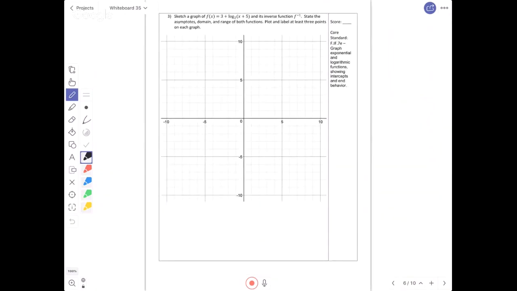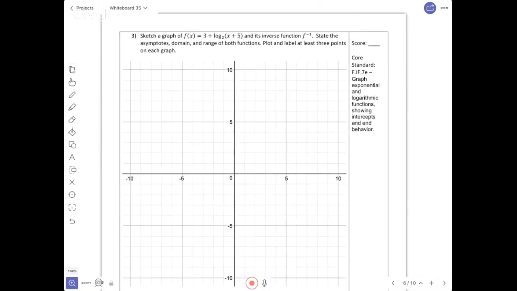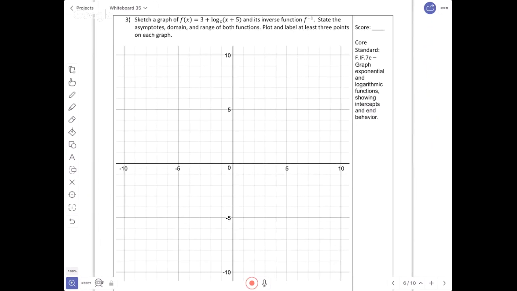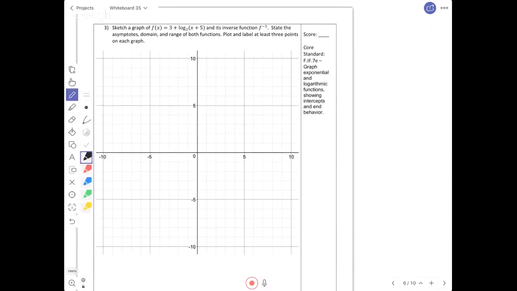Oh, I'm not quite done. Sorry, my fault. The last core standard from Unit 6 was sketch a graph of f of x equals 3 plus log base 2 of x plus 5 and its inverse function f inverse. State the asymptotes, domain, and range of both functions. Plot and label at least 3 points on each graph. Cool. So f of x equals 3 plus log base 2 of x plus 5.